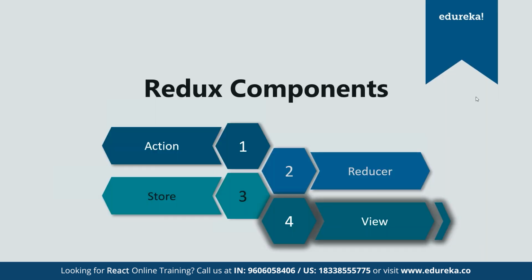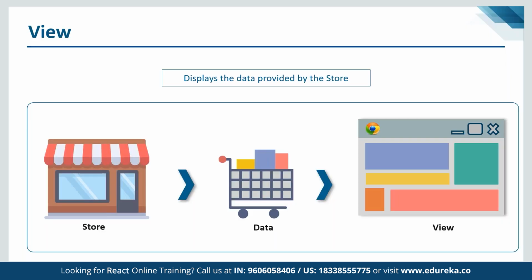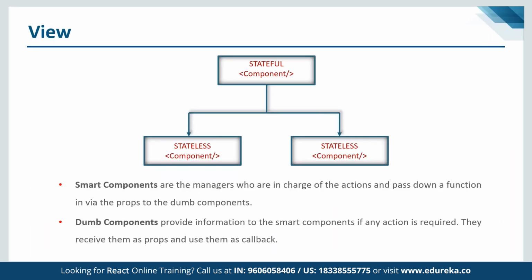Then the last component here is the view. So view is basically both smart and dumb. So again, both the smart and dumb components together build up the view. And that's why if you talk about the entire view component, the only purpose of view is to display the data passed on by the store.